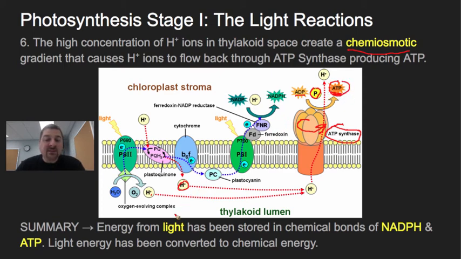So kind of a summary, energy from light has been stored. Light coming in is going to break apart water. The energy is going to be stored in the chemical bonds of a high energy electron carrier called NADPH, and just an energy carrier, energy dump truck we call ATP, adenosine triphosphate. So light energy has been converted to potential energy in the form of chemical energy.